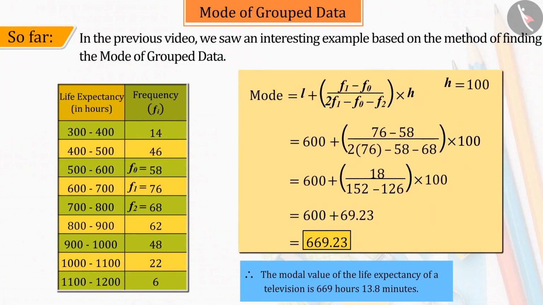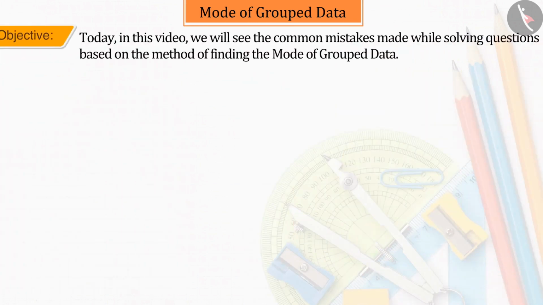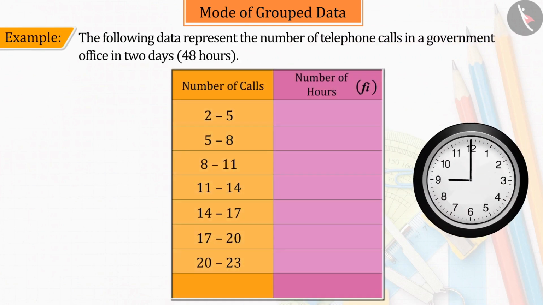In the previous video, we saw an interesting example based on the method of finding the mode of grouped data. Today in this video, we will see the common mistakes made while solving questions based on the method of finding the mode of grouped data. The following data represent the number of telephone calls in a government office in 2 days. That is 48 hours.